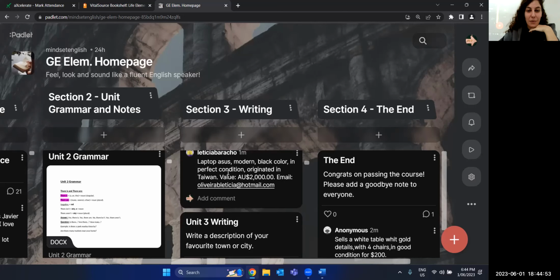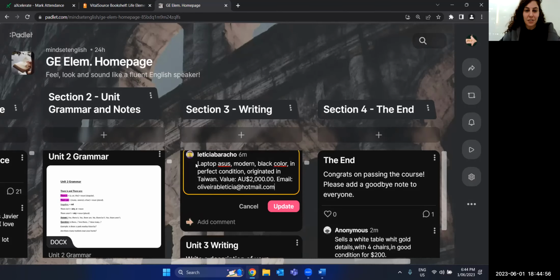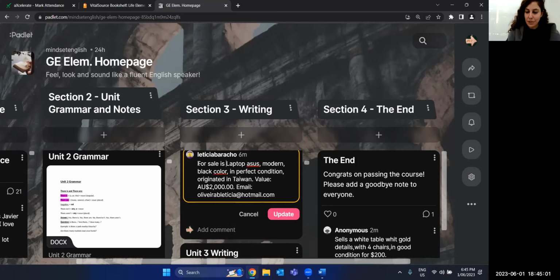Okay, Letizia. So laptop. So let's put a title, for sale. So for sale is a laptop. Remember, laptop is the noun. So you have to put the brand first. Is an Asus laptop, which is modern, black, and in perfect condition. Full stop. Originated in Taiwan. Yeah. Good.